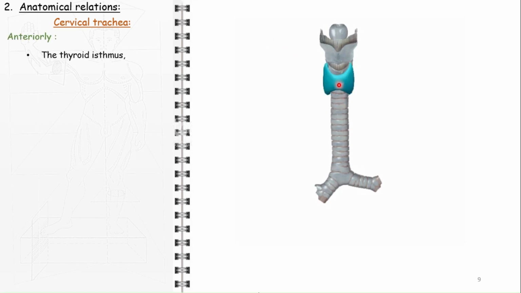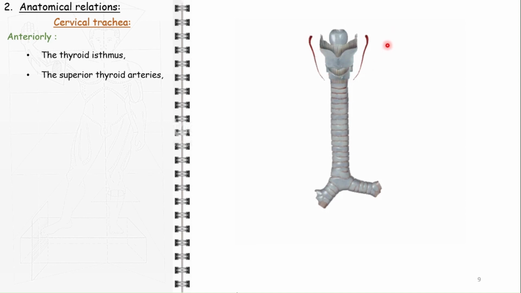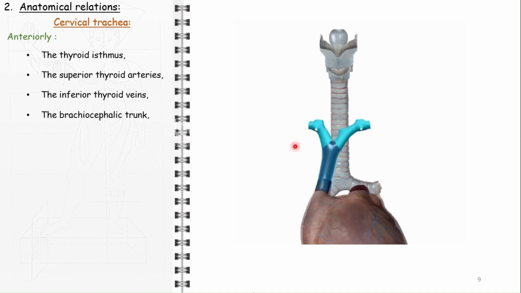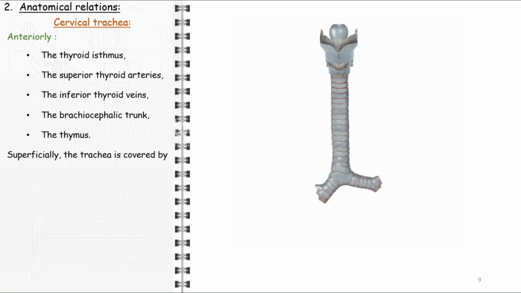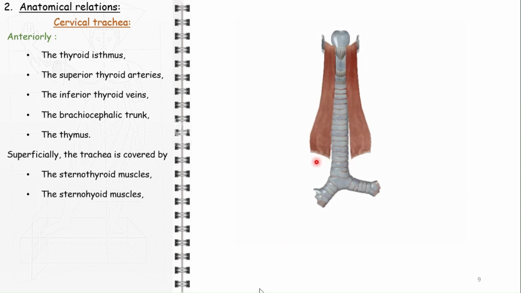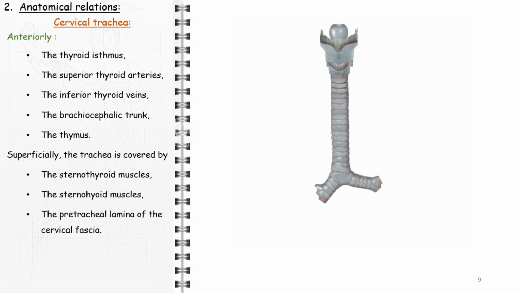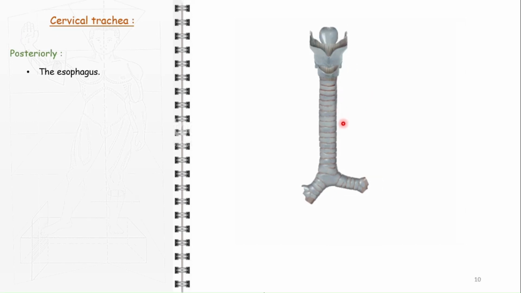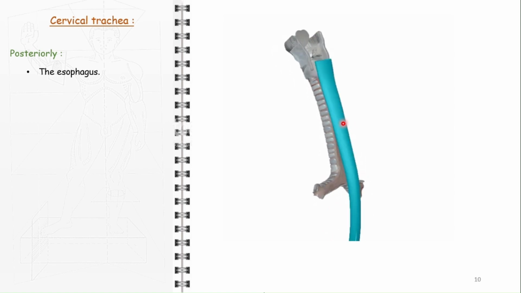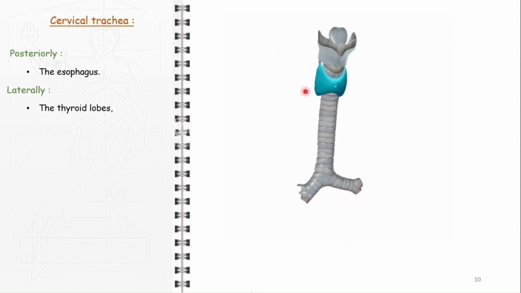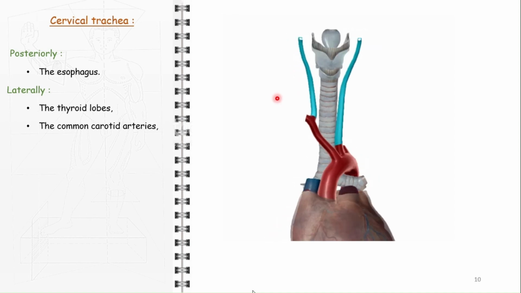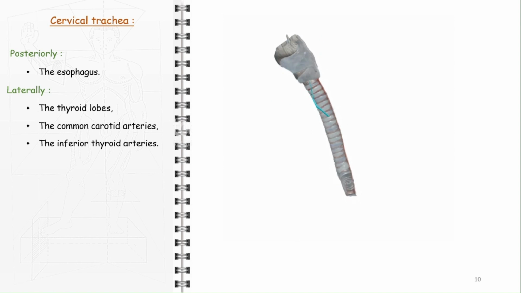First, the cervical trachea, that is in relation with the following structures. Anteriorly, to the thyroid isthmus. And further down, to the superior thyroid arteries. The inferior thyroid veins. The brachiocephalic trunk. And the thymus. Superficially, the trachea is covered by the following elements. The sternothyroid muscles. The sternohyoid muscles. And the pretracheal lamina of the cervical fascia. Posteriorly, to the anterior surface of the esophagus. Laterally, to the thyroid lobes. The common carotid arteries. And the inferior thyroid arteries.